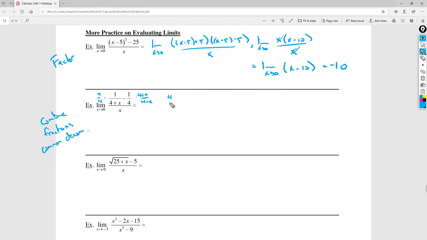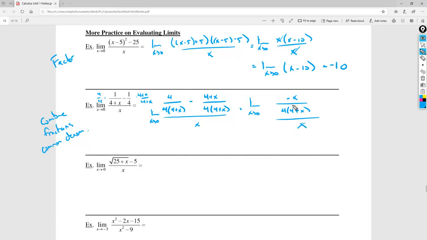So I will end up with 4 over 4 times (4 plus x), keeping these separate, minus (4 plus x) over 4 times (4 plus x), all over x. Limit as x approaches 0. Alright, now I can combine my fractions. So I have the limit as x approaches 0 of 4 minus 4 is 0, and then just negative x, all divided by x. Alright, so this is good.